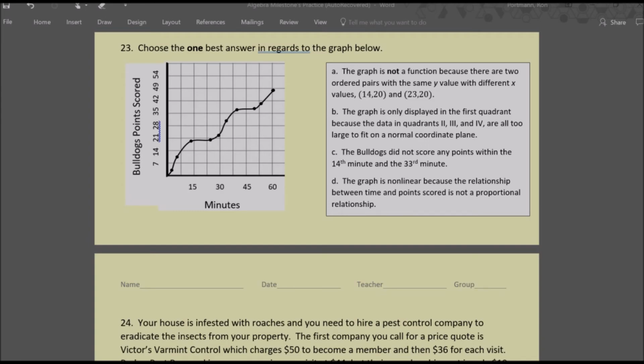There is an end in sight. We're on number 23, not too far away. All right, we're looking at this graph here. We're talking about minutes. We're talking about the points the Georgia Bulldogs scored.